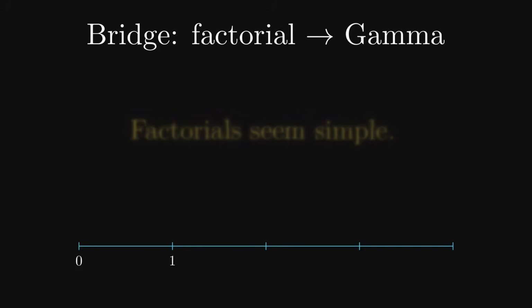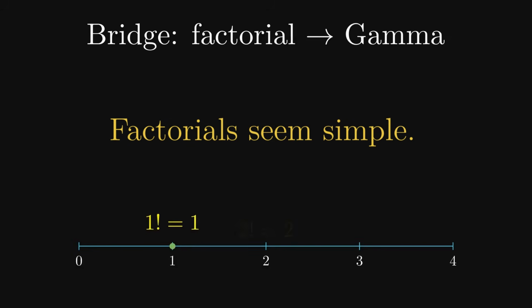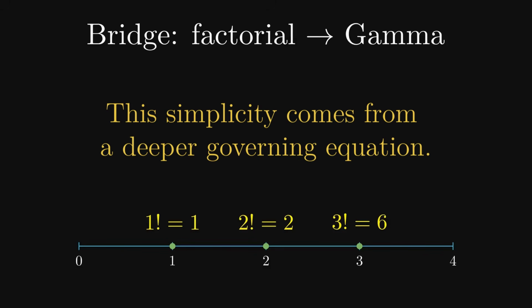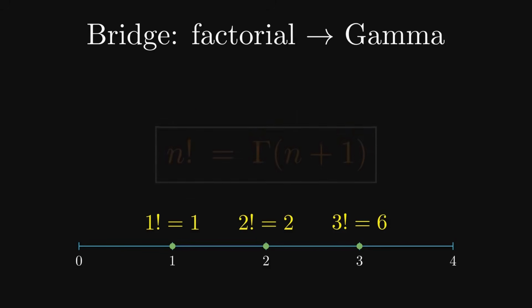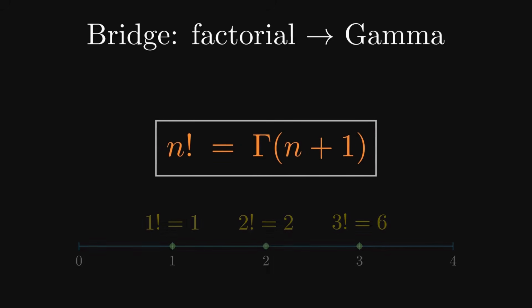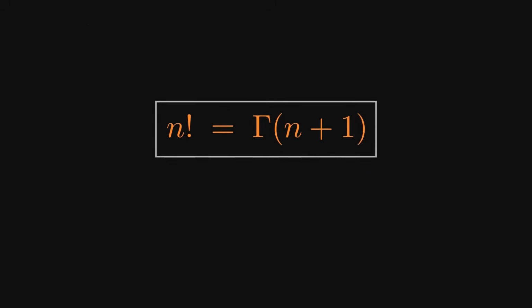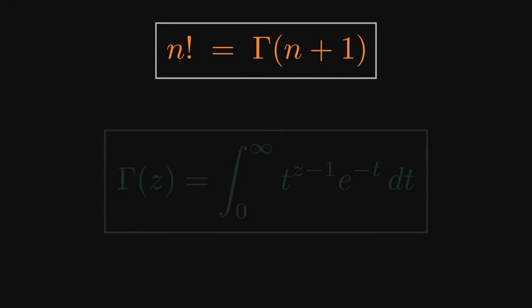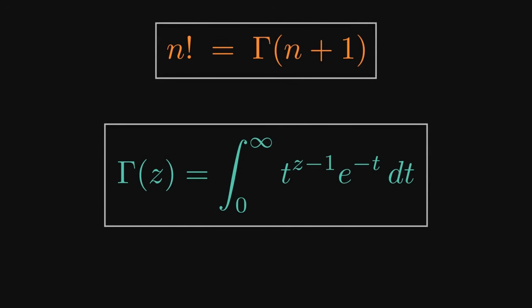Factorial feels simple. 1 factorial is 1. 2 factorial is 2. 3 factorial is 6. But this pattern isn't just a list. There's a single rule hiding behind it. n factorial is really gamma of n plus 1. And once we see that bridge, factorial is no longer stuck to integers. It becomes part of something continuous. This is how factorial enters the complex world.